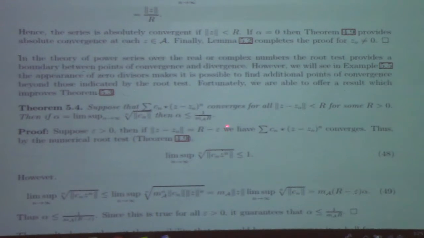Right. So suppose we're at a point which is r minus epsilon units from z naught. I get this. So that says that alpha divided by, I mean, this is equal to alpha, right? Or no? What is this equal to? Sorry. Oh, this whole thing is less than or equal to 1. How does that help me?